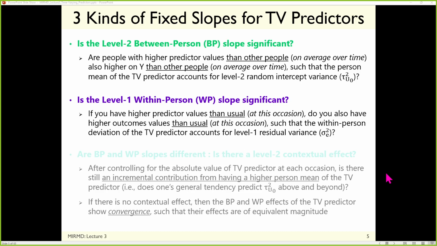Are those tendencies related? Within persons, if you have a higher predictor value than usual, and it's usual relative to a mean, or than predicted by your growth curve if it's within a growth curve model. So again, think about the residuals bouncing around the line that you give each person. That's the idea. If you have higher predictor than usual, do you have a higher outcome than usual too? And if that is so, then that relationship should reduce the level 1 residual variance of your outcome. So it's 2 different effect sizes, 2 different types of relationships being captured here.